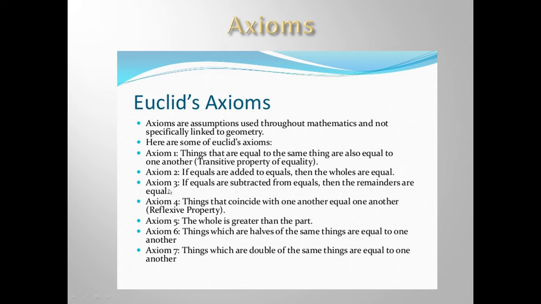Coming to the third axiom: if equals are subtracted from equals, then the remainders are equal. The fourth axiom is: things that coincide with one another are equal to each other. The fifth axiom is: the whole is greater than the part. Sixth axiom: things which are halves of the same thing are equal to one another. And seventh axiom: things which are doubles of the same thing are equal to one another.